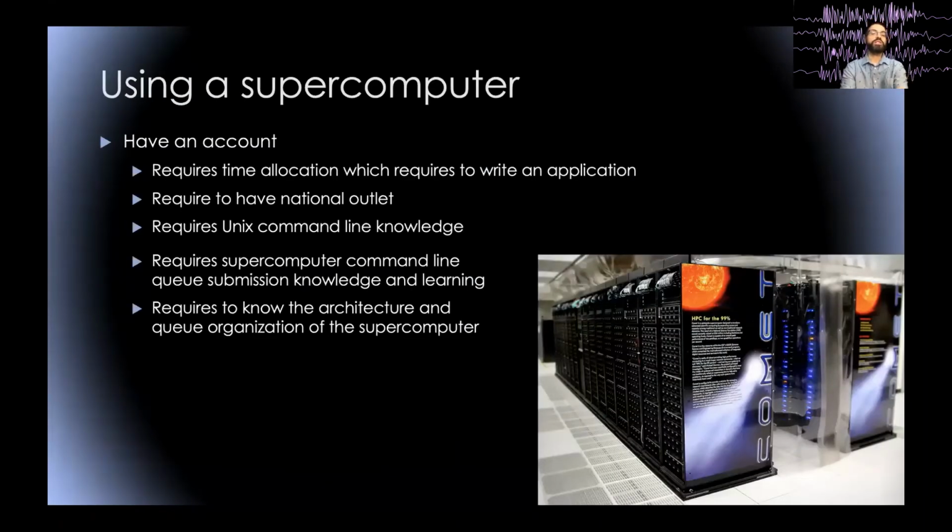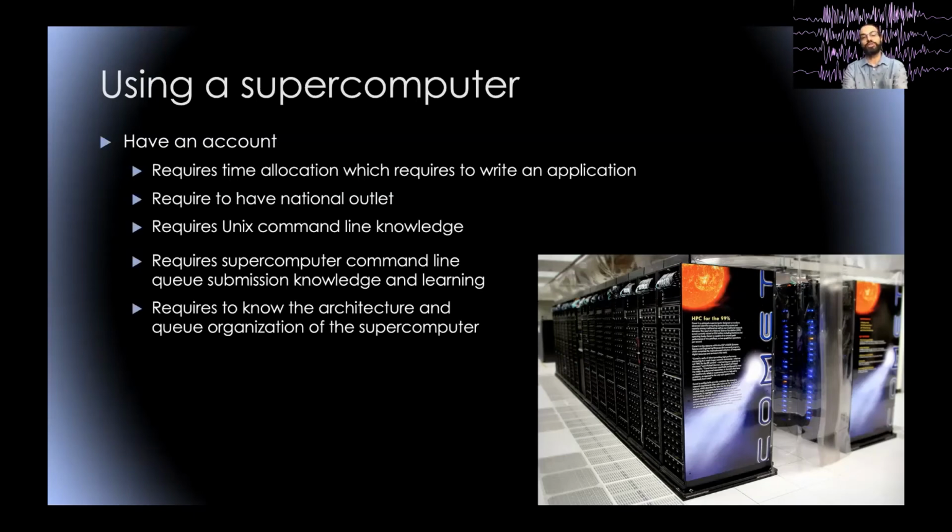But we'll see what's the best use case for using NSG. Usually when you use a supercomputer, like before NSG, you need to have an account, you need to have time allocation on the supercomputer. That means writing an application to get time on the supercomputer, which is a lot of work. And also you need to be in a country which allows you to do that. Not all countries open their supercomputer to all researchers. You need to have Unix command line knowledge, and you need to learn how to submit jobs to the supercomputer, which is not necessarily simple.